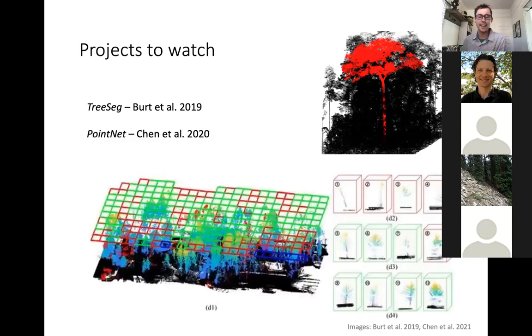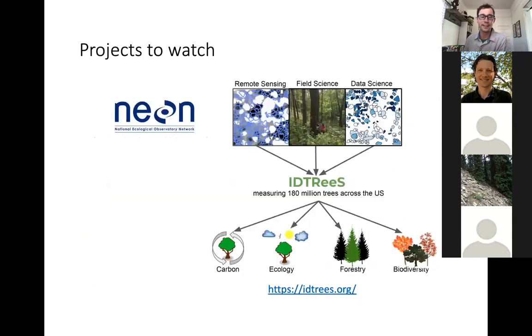PointNet is a deep learning algorithm for clustering and classifying points directly. And that's starting to be used for forestry applications. This is a recent paper that I think was the first one to use PointNet for this particular purpose. But again, these are pretty computationally intensive algorithms, so they're feasible for small point clouds, but not necessarily for the kind of wall-to-wall processing that we want to do nowadays.